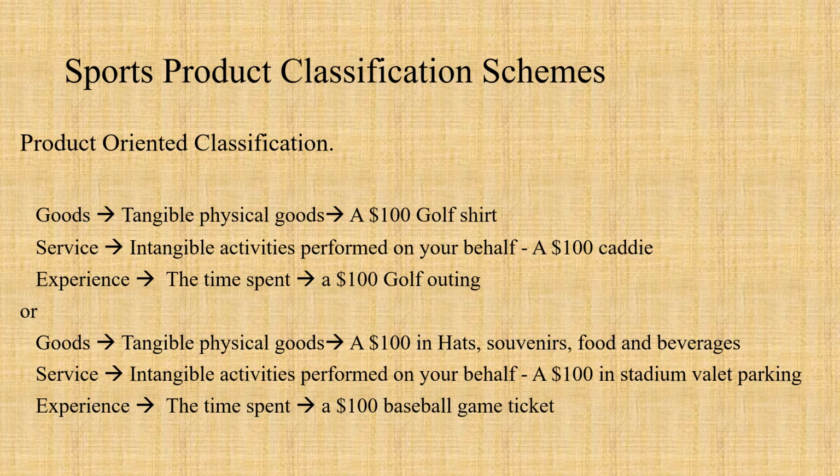Sports product classification schemes. The book wanted to use this particular approach. I think this is fine, I think, for looking at what we're talking about. So, for example, goods are tangible physical goods, like a $100 golf shirt or a $100 UNLV logoed sweatshirt. A service would be something intangible, an intangible activity performed on your behalf. So if you're playing golf, it could be a $100 caddy, someone who's going to carry your clubs and help you figure out distances and read greens and do those sorts of things.